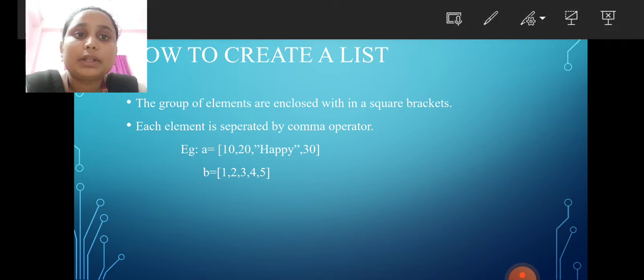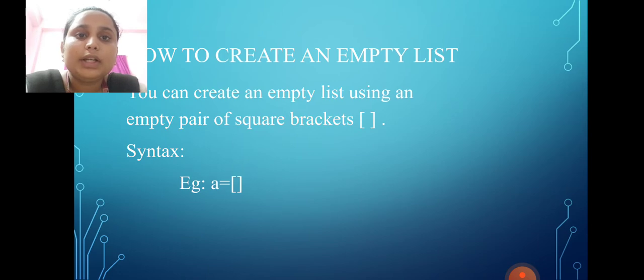How to create an empty list? You can create an empty list using an empty pair of square brackets. What is the syntax? List name, that is A is equal to [], empty square brackets.